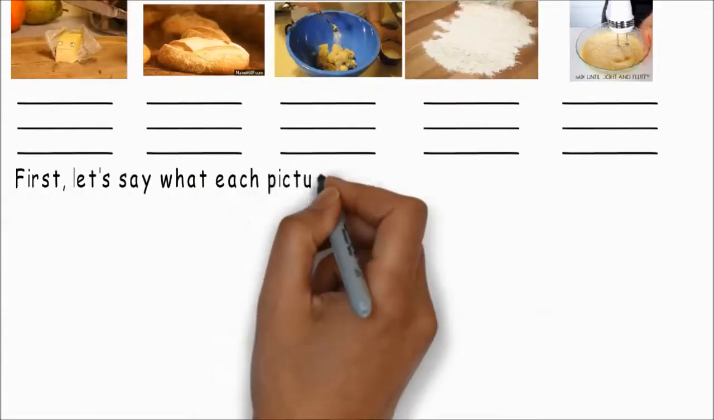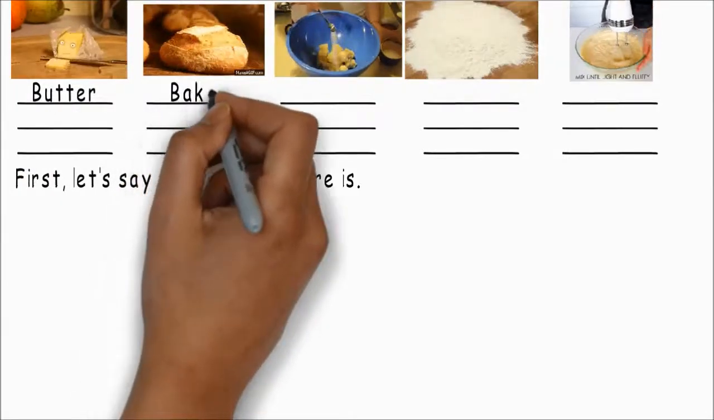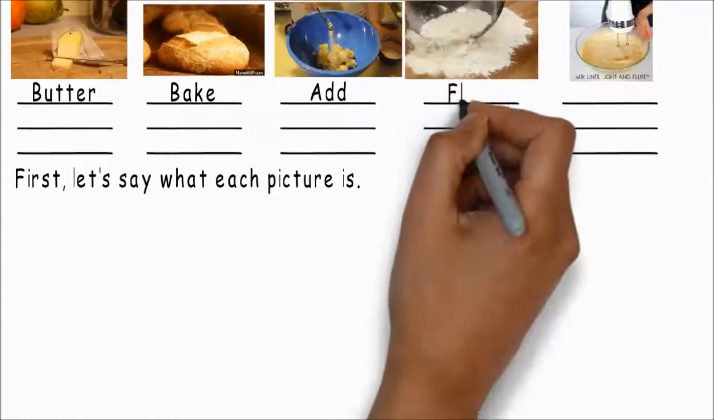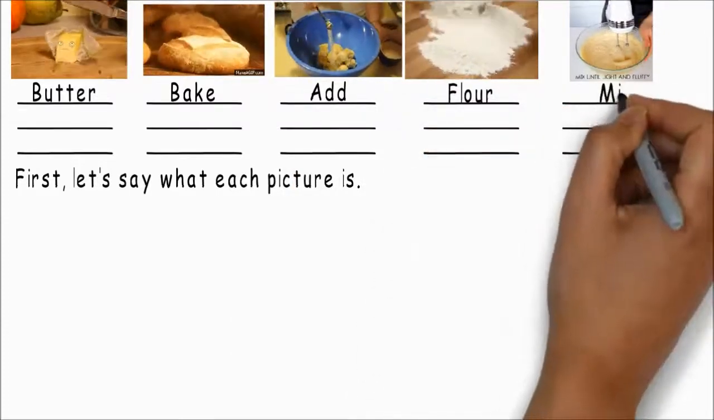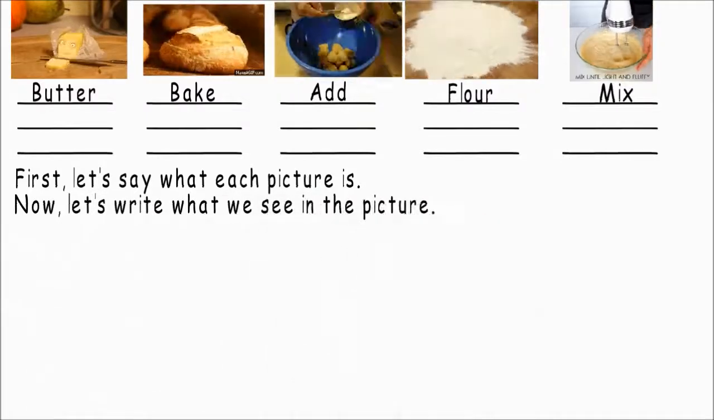First, let's say what each picture is. Butter. Bake. Add. Flour. Mix. Now, let's write what we see in the picture.